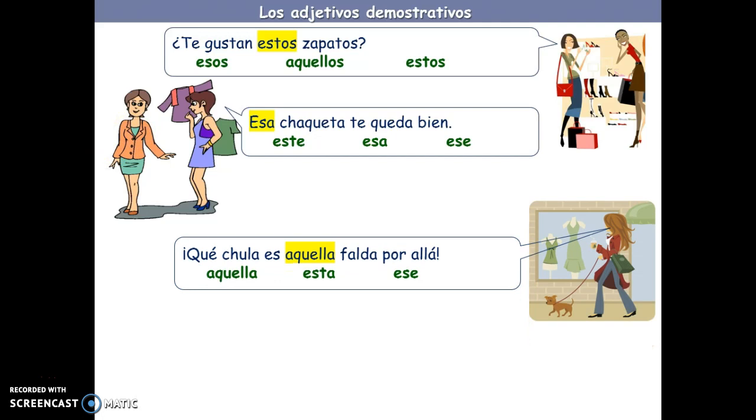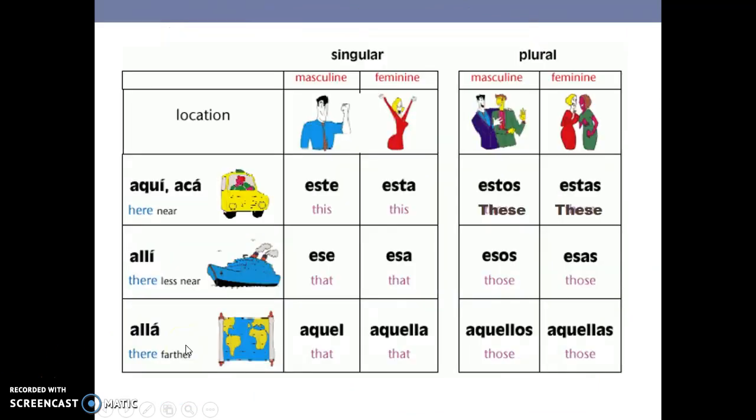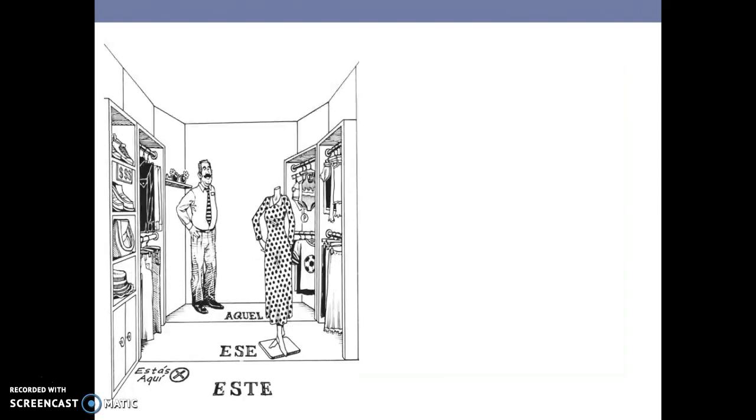Qué chula es aquella falda por allá. How cool is that skirt over there in the store? Estos suéteres cuestan $28. So these sweaters cost $28 because she's holding it, so it's close to her. Okay? Here's just another chart if you want to pause the video so you can see it a little bit more in a chart form. But we're going to move on from that.